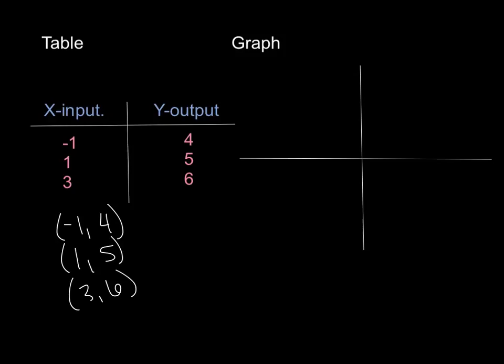And we can also represent this relation with a graph. So if we were to graph the input with its output value, the first one we would start with is -1, 4. So we would end up with this point. The second one would be 1, 5. That would be right here. And the last one is 3, 6. And that would be right here. So this is a relation graphed. And a relation can have as many points as we want, as long as it's a set of input and output values.